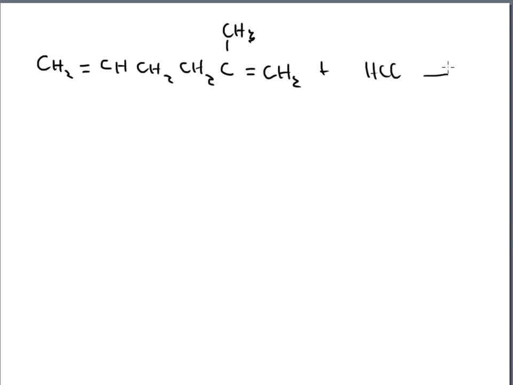Let's take CH2 double bond, CH, CH2, CH2, carbon with a methyl that points up, and then a double bond CH2. And let's add just 1 mole of hydrochloric acid. That's all that we're going to do. We're not going to do excess with this one. Why? You're getting ready to find out.